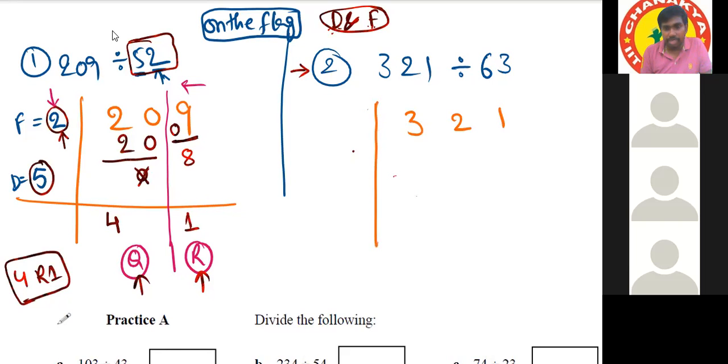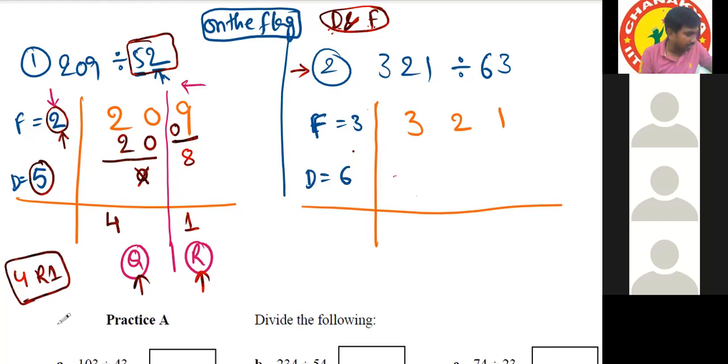321, we are going to divide with what number? 63. So here, the divisor is how much? 6. And the flag is how much? 3 is the flag. First we have to deal with the divisor and later we have to deal with the flag. The flag has only 1 digit, so from the right side we have to make a separation after 1 digit.